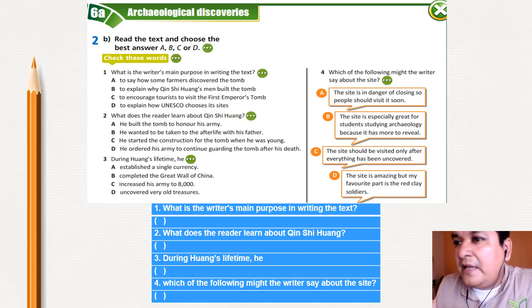According to what we read, you have to choose the correct answer and write the letter here and the complete sentence. Okay? Next activity.